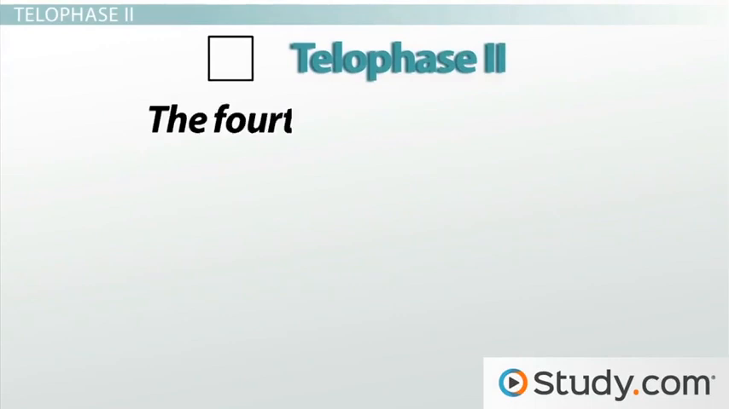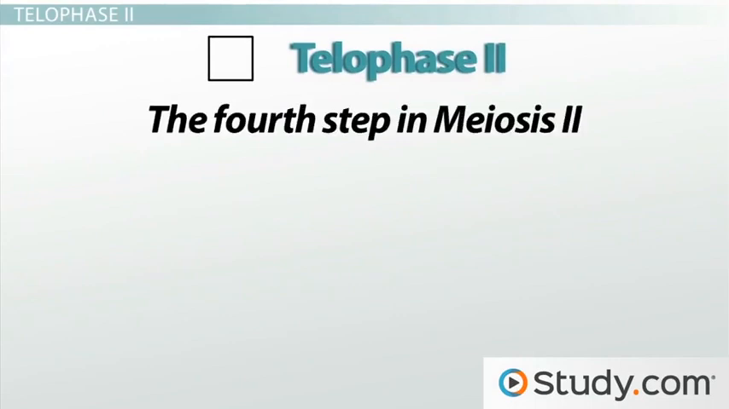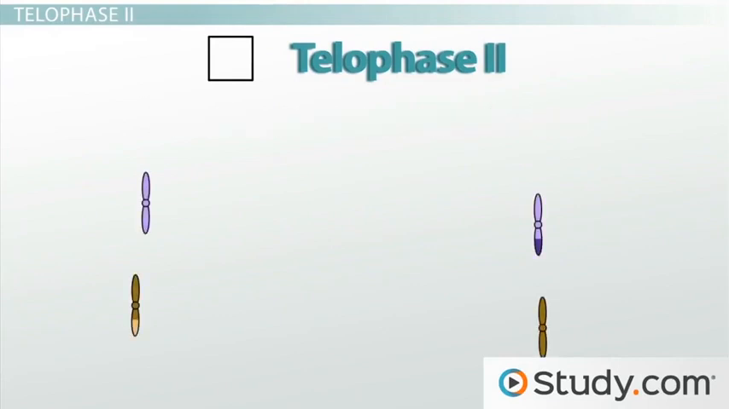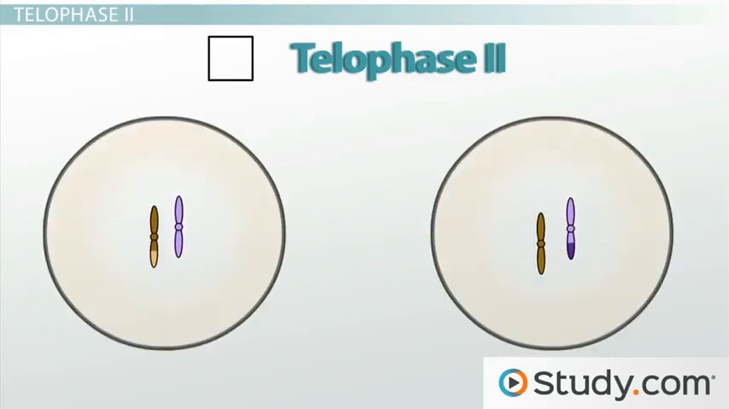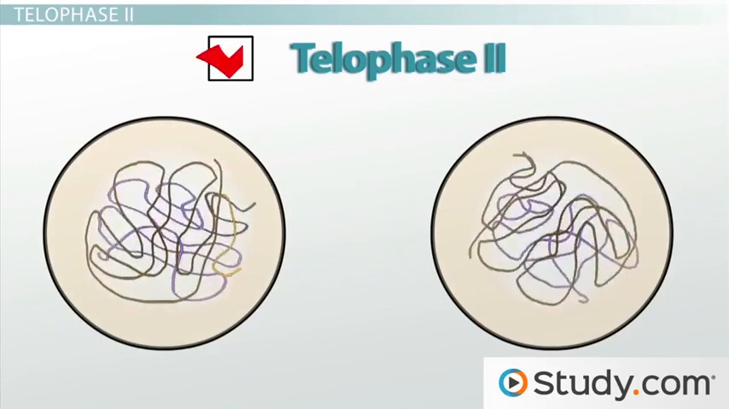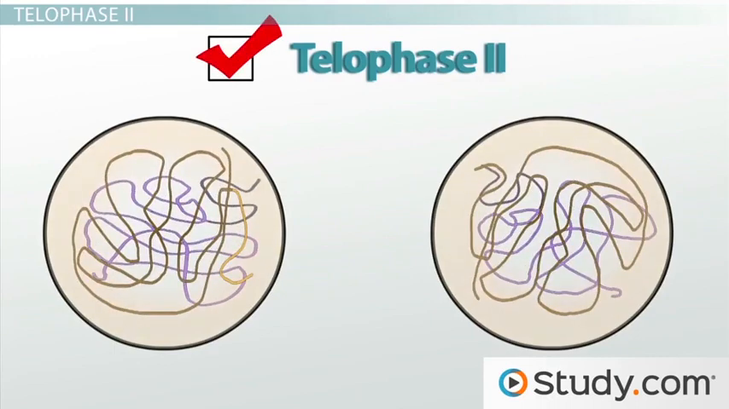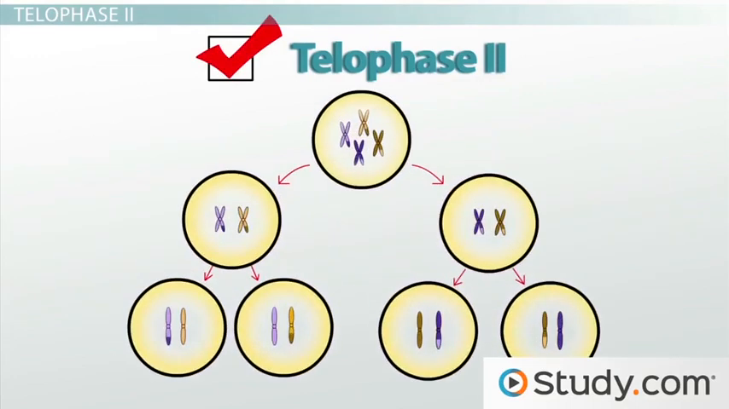Telophase 2 is the fourth and final step of meiosis 2. During telophase 2, the nuclear membrane reforms and the chromosomes decondense. Cytokinesis completes the formation of 4 haploid gamete cells.